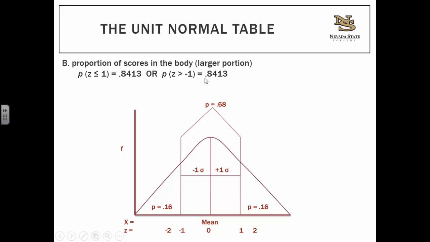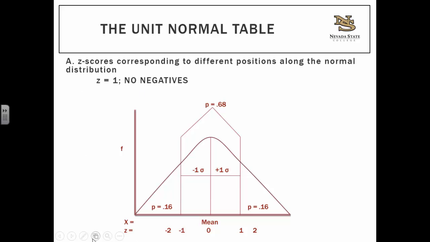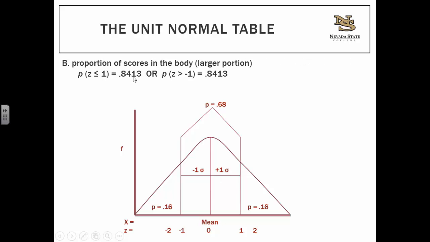So if you go to the unit normal table and you find a z-score of 1 in column A, that represents a z-score of either 1 or negative 1. And if you look at the proportion in the body, so if you find 1 in column A and then you scroll over to column B, you will see 0.8413 in the body. And that would represent the proportion of scores that have a z-score less than or equal to 1, right? Or the proportion of scores that have a z-score greater than negative 1, right here.